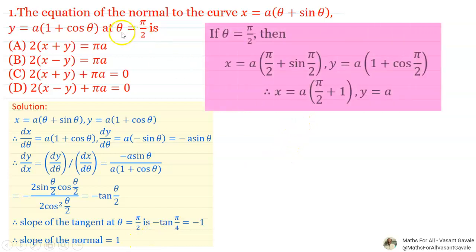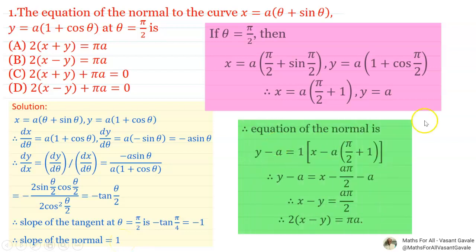Okay, काय फाइंड आउट करायचं आपल्याला the equation of the normal. Therefore if theta equals pi by 2, then the values of x and y. x equals a times theta, इथे pi by 2 टाकला plus sin of pi by 2, sin 90 is 1. Okay, and therefore you will get here x equals a times (pi by 2 plus 1). And what about the y? y equals a (1 plus cos theta), cos 90 is 0, and therefore you will get here y equals a. म्हणजे हे दोन पॉइंट्स मिळाले आपल्याला आणि हा नॉर्मलचा स्लोप आहे.